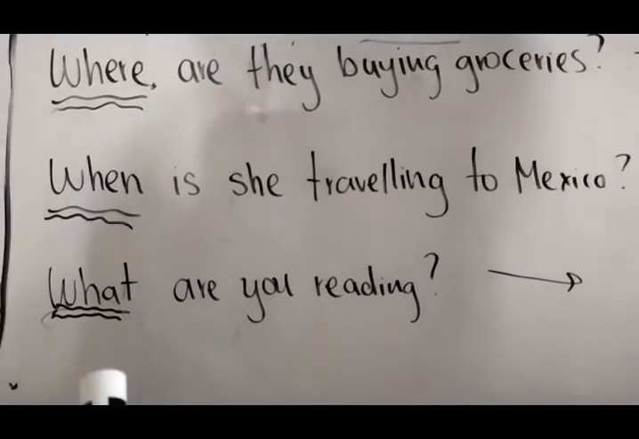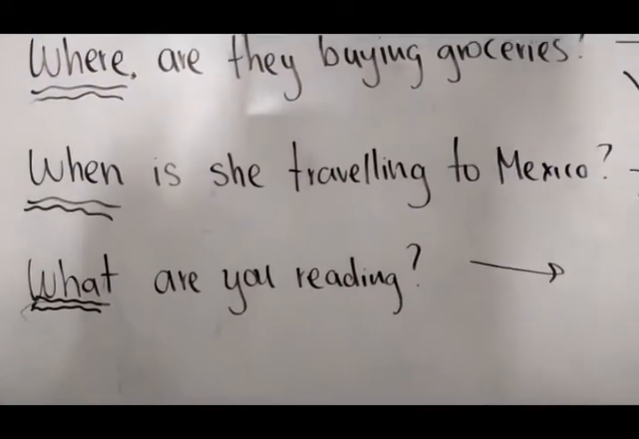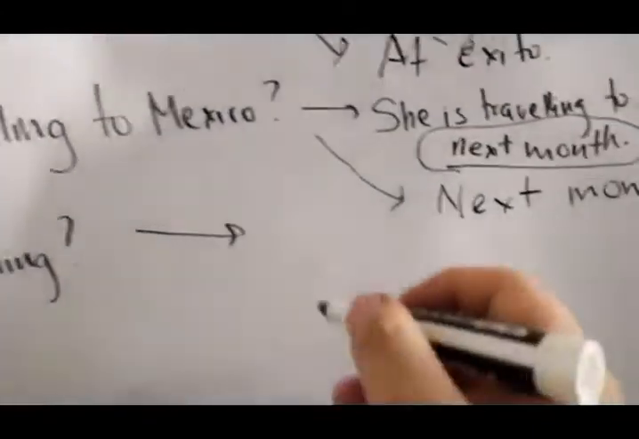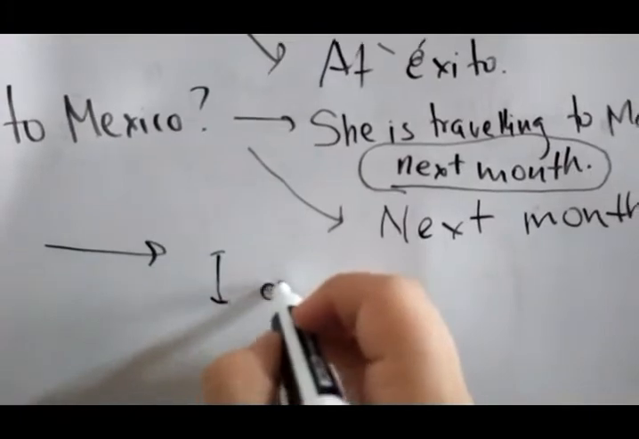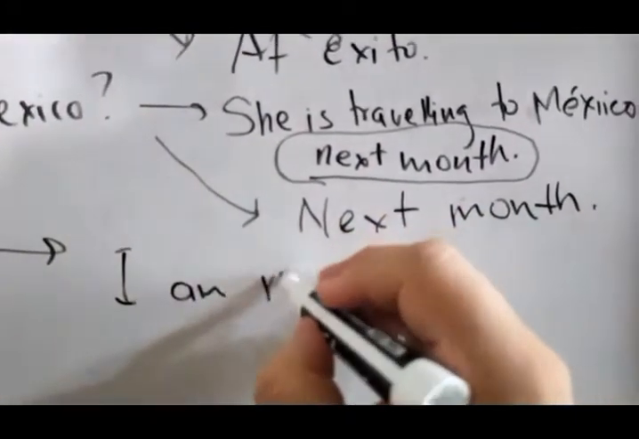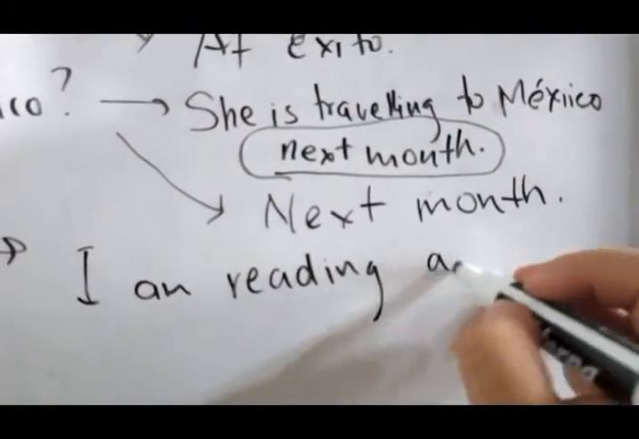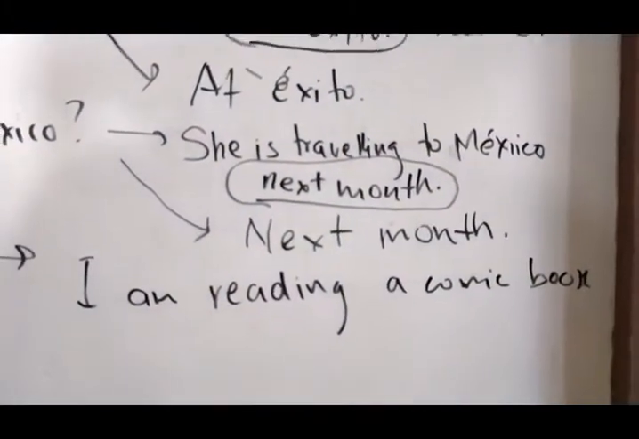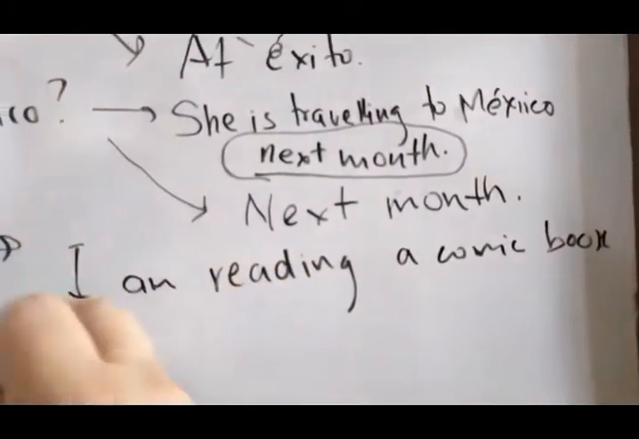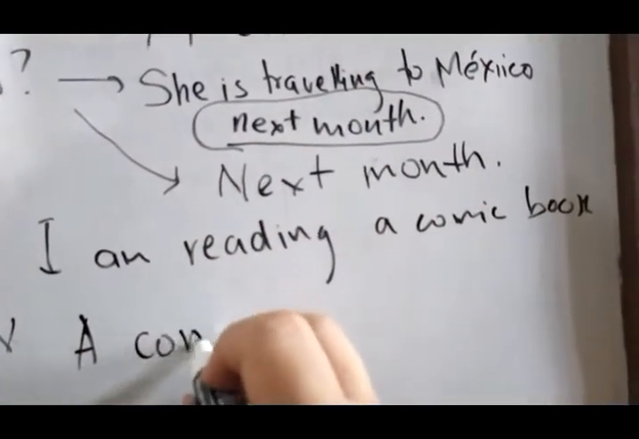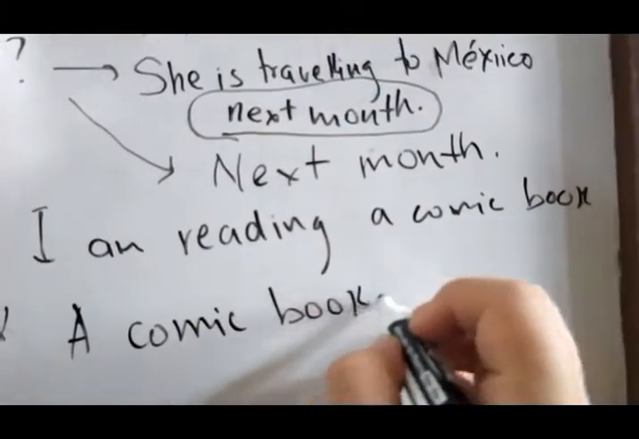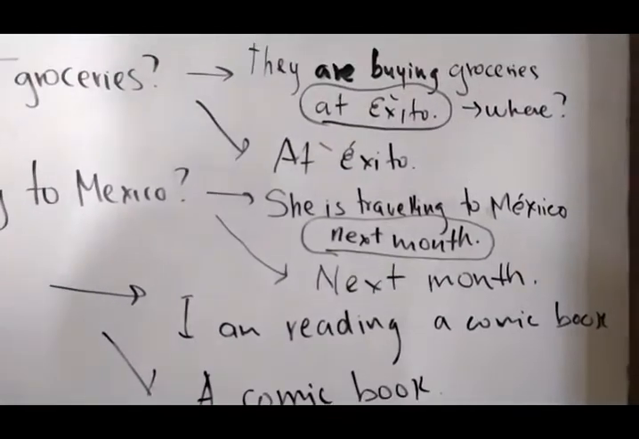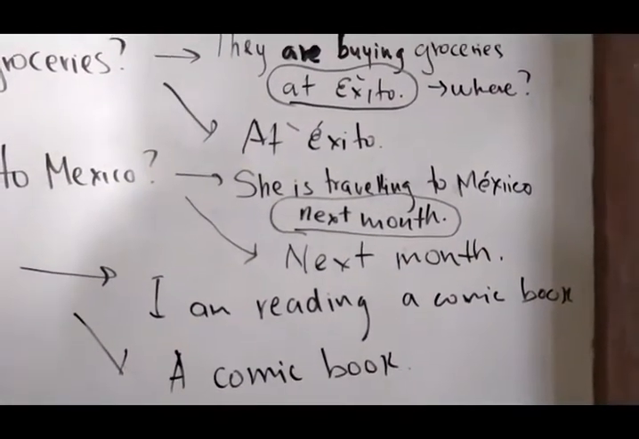The last example. What are you reading? ¿Qué estás leyendo? Aquí lo importante sería what, el qué. For example, I can answer, I am reading a comic book. Yo estoy leyendo un libro de cómics. O simplemente yo puedo responder a comic book. So these are some examples for questions using information questions.